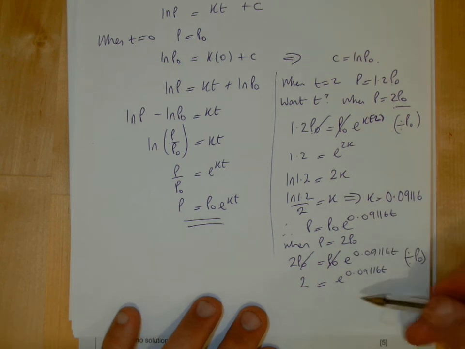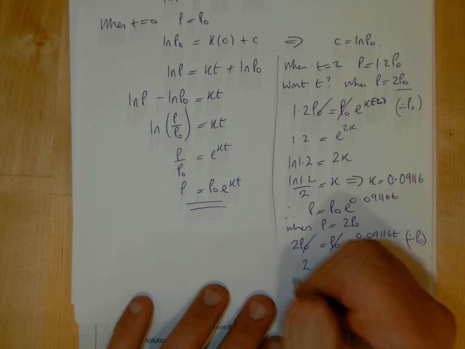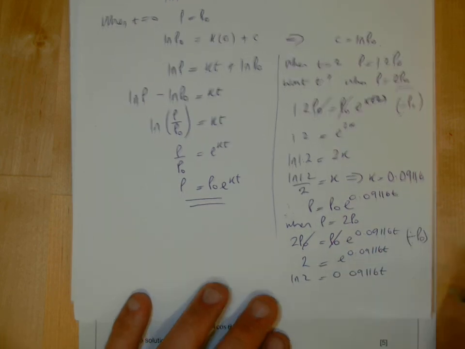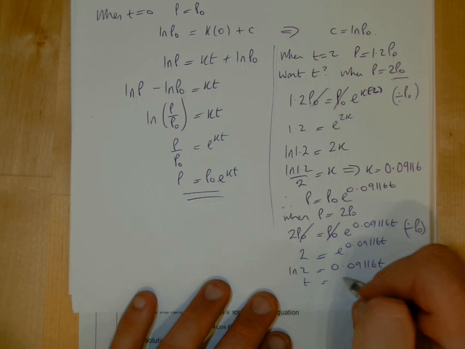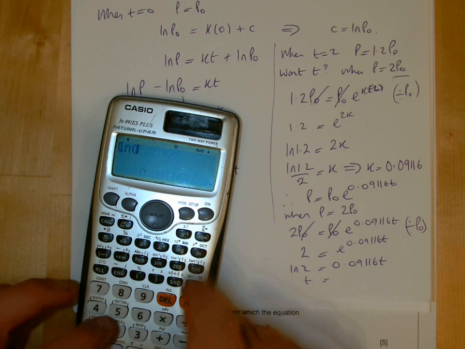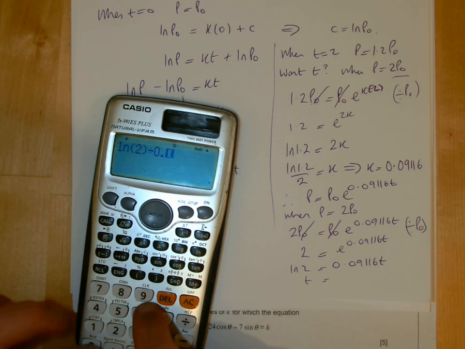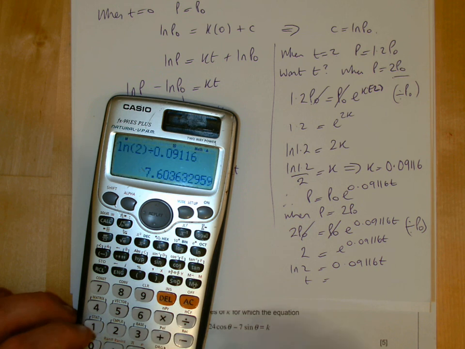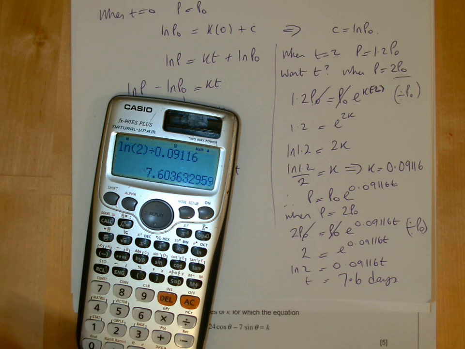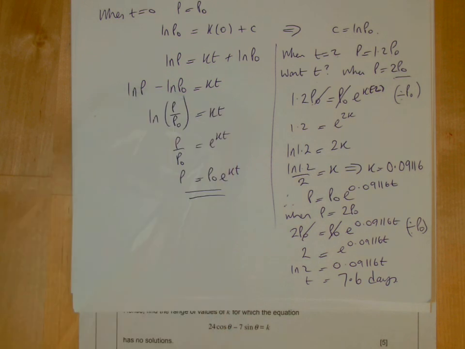So similar process now, take the e over, so it'll be ln 2 equals 0.09116t, and then to get t, you just take that over and divide, so it'll be ln 2 divided by 0.09116, and I get 7.6 days, right? One decimal place, 7.6 days. Job done.